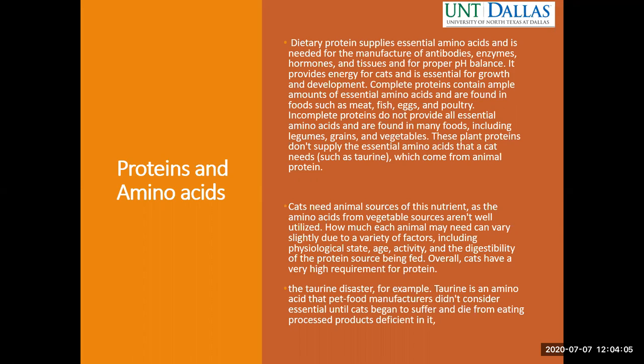Like we already said, the deficiency of taurine in cats results in various diseases, or we can say impaired vision, reproductive failure, and cardiac abnormalities. The taurine disaster, for example, is a case of an amino acid that pet food manufacturers didn't consider essential until cats began to suffer and die from eating these processed products that were deficient in taurine.